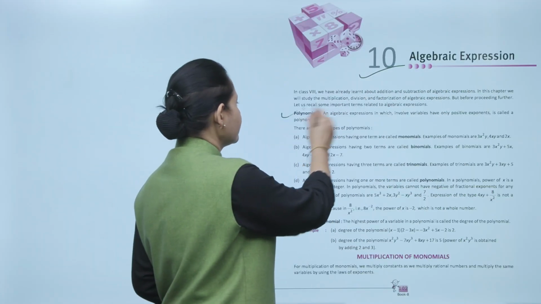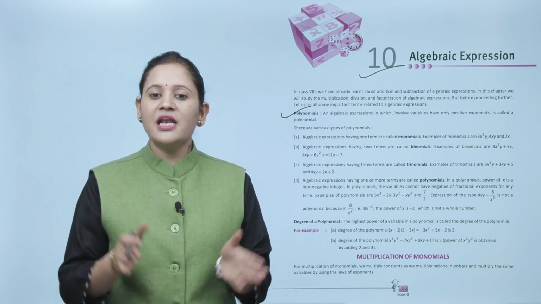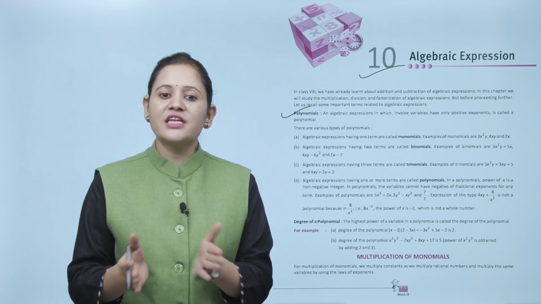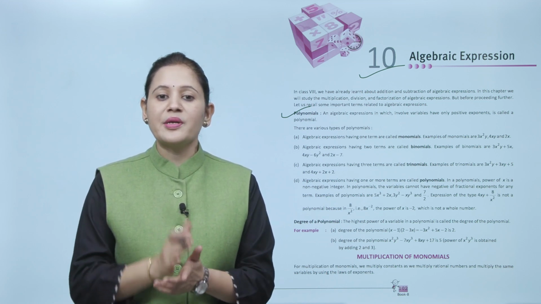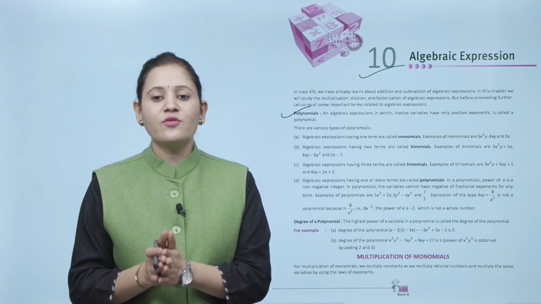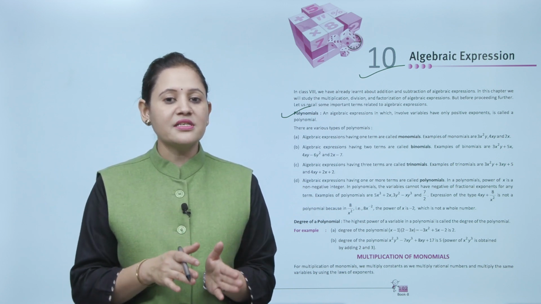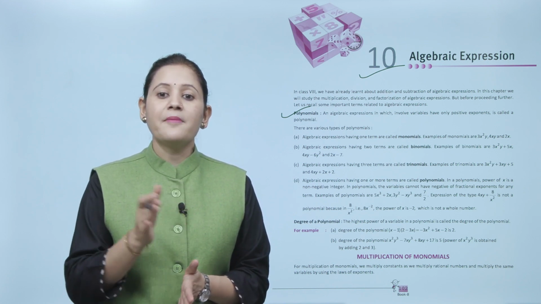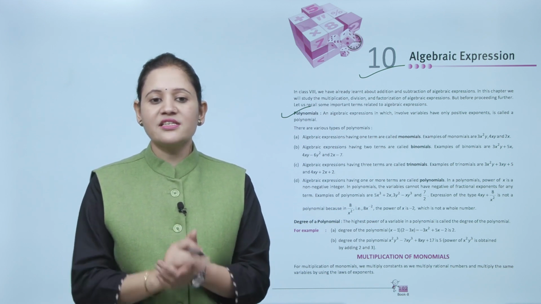Polynomials. An algebraic expression in which the variables have only positive exponents is called a polynomial. There are various types of polynomial. Algebraic expression having one term is called monomial. Mono means one. Examples of monomial are 3x square y, 4xy and 2x. Algebraic expression having two terms is called binomial. Bi means two. Examples of binomials are 3x square y plus 5x, 4xy minus 6y square and 2x minus 7.